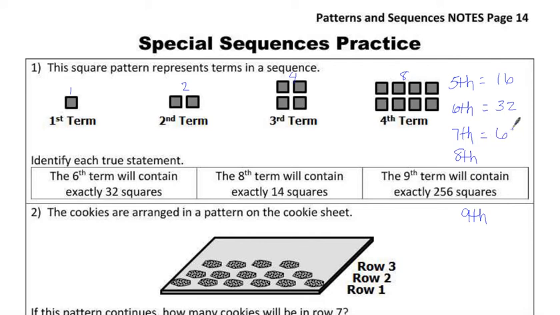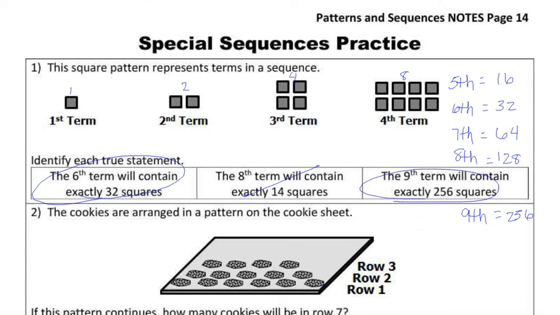32 plus 32 is 64. 64 plus 64 is 128. And the ninth term is 256. So if we look at which ones are true and false, the sixth term is 32. The eighth term is not 14, so that's not right. And the ninth term is exactly 256, so that one is correct.